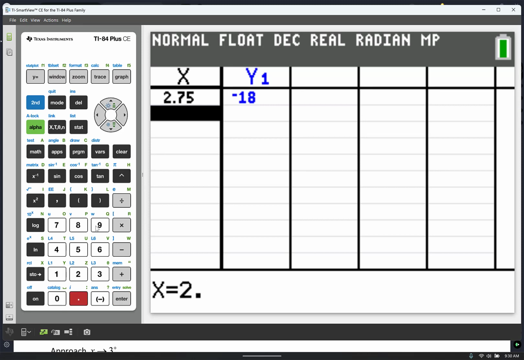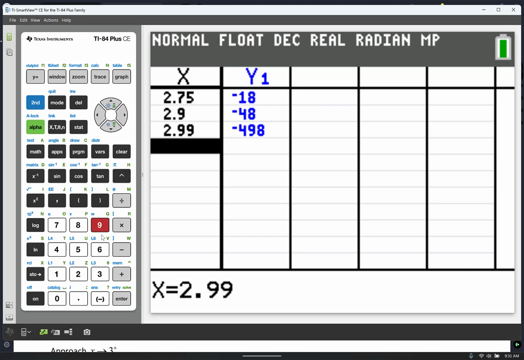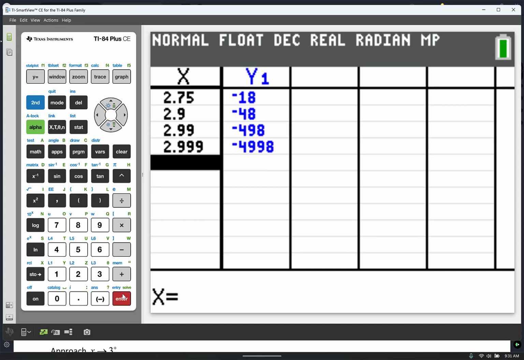2.9, push enter, and look at that, negative 48. And then I guess, do I use 2.99 next? And then 2.999. And there it is. Look how that number is not converging. The magnitude is getting larger, but in the negative direction. Do you guys see that?